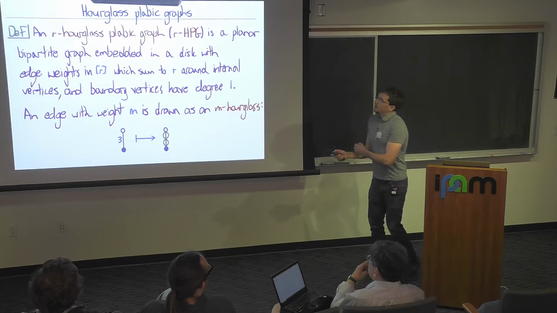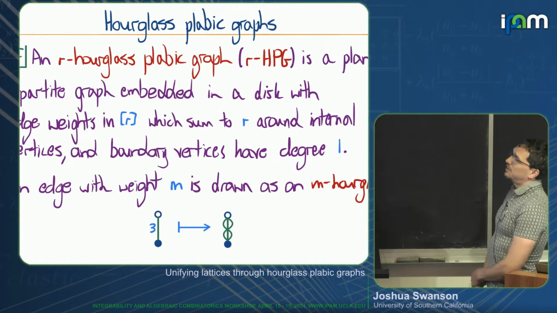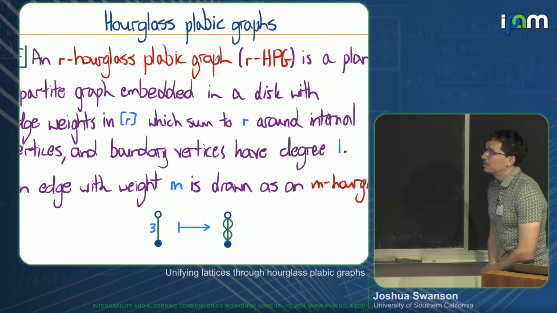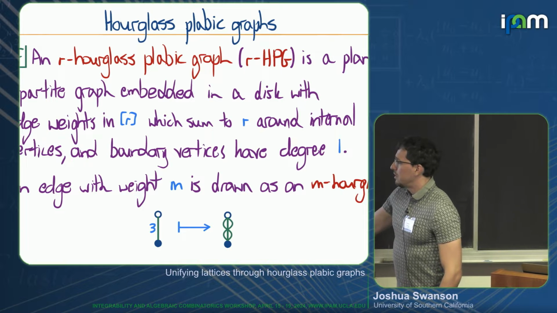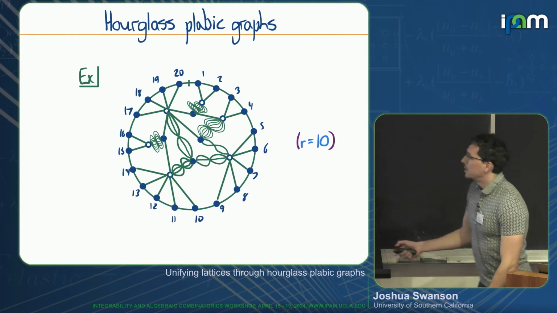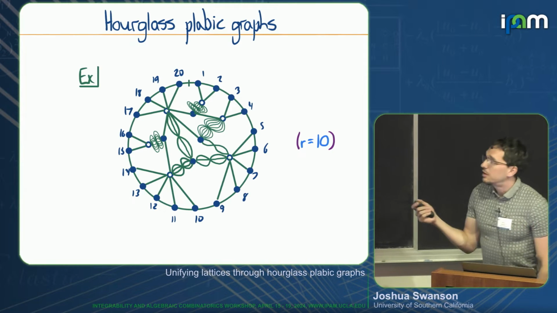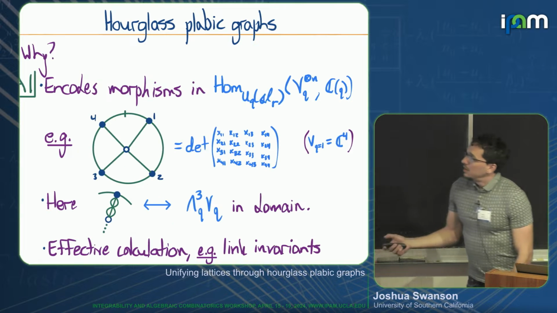So an hourglass plabic graph is a planar bipartite graph embedded in a disk. Edge weights 1 through r, which sum to r around internal vertices. Boundary vertices have degree 1. And here, if we have an edge weight of like 3, we draw it using this funny half twist, which we call an hourglass. Here is an example of an r equals 10 hourglass plabic graph. Around each internal vertex, you'll count 10 strands.